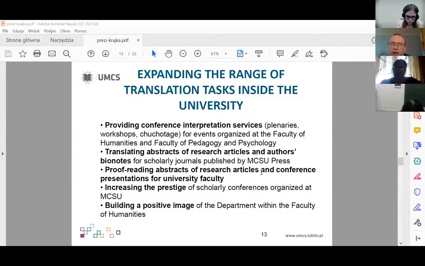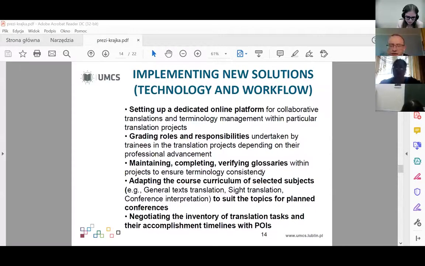Some of the things we've been working on, of course: the idea of such project groups established for particular POIs demands certain technological solutions, demands certain workflow solutions as well. So one thing was to come up with some kind of online platform. Too big a word, of course, using Google Forms and Google Drives authored in such a way that they really provided a useful environment for collaborative translations, terminology management within particular translation projects, also glossary keeping, maintaining, completing, verifying glossaries.